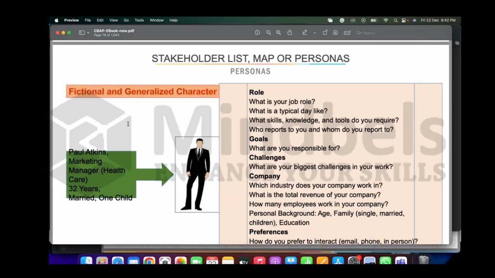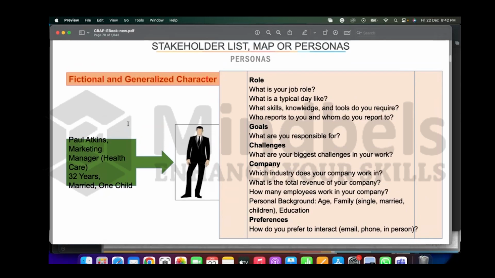So what are the roles? What are the goals, challenges, company preferences? That is something we identify. Okay, so that is your persona. If you just take a quick look, it is a fictional and generalized character. It's just for reference and training purposes. But this is an example of a stakeholder persona.